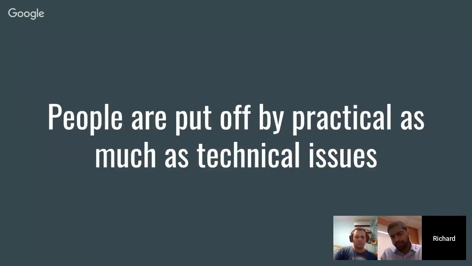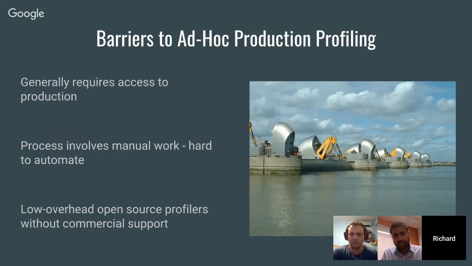So if we can profile in production with very low overhead, then why don't people do it, basically? What we've discovered is that people are put off by practical reasons as much as technical reasons when they do these things. So here are a few of the practical reasons that we encounter a lot with ad hoc production profiling. Ad hoc production profiling is, I've got a known performance problem now, and I want to attach a production profiler to my servers and try and understand what's going on.